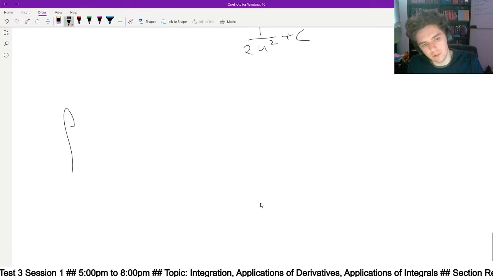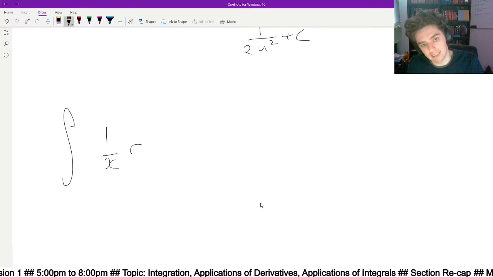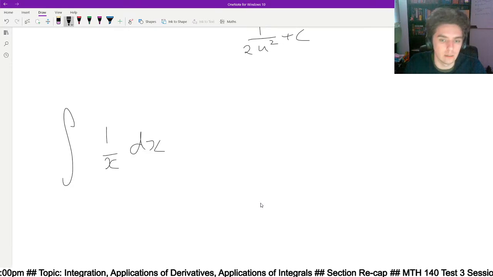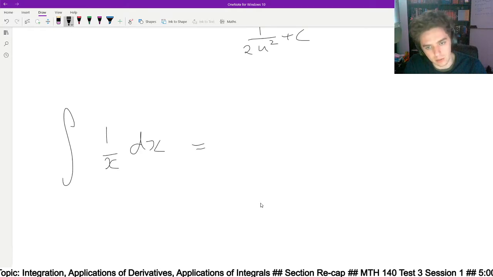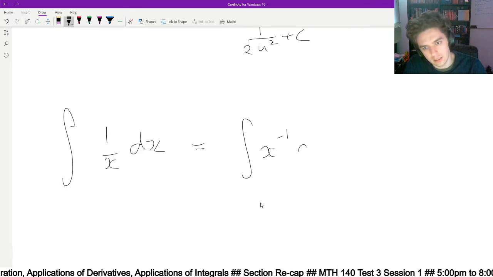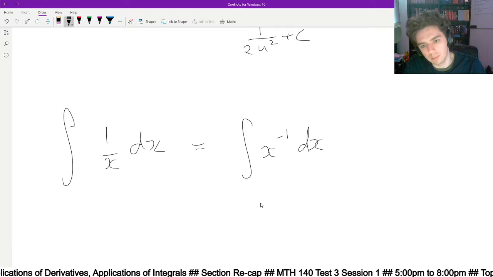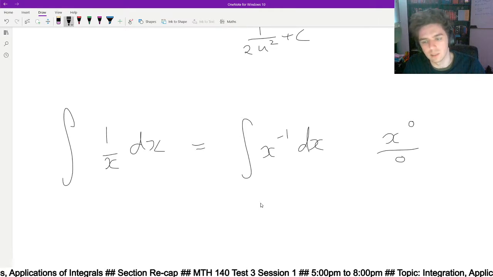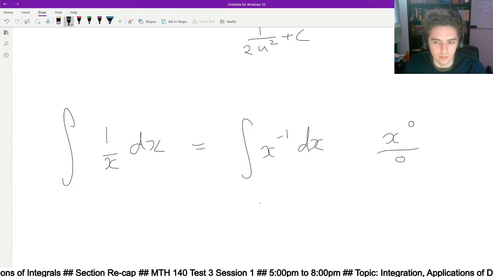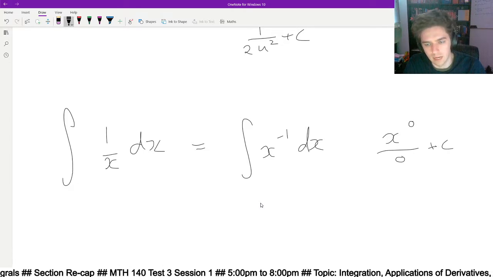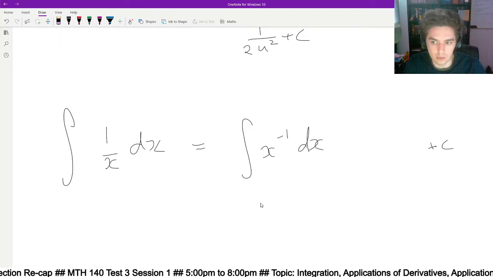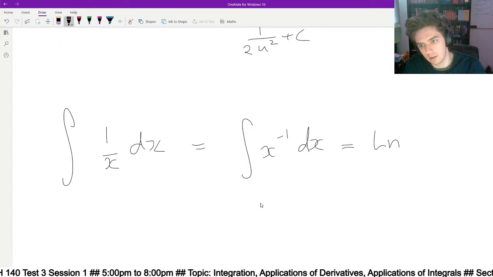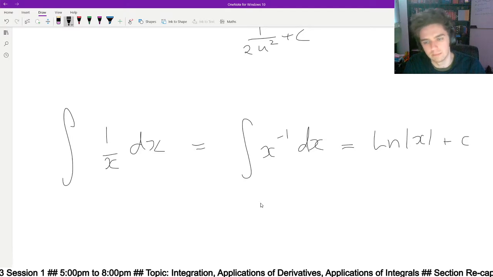But if you had the integral of 1 over x dx, right? You can't use the power rule, because, well, let's try. Let's see what happens if I use the power rule. It would be x to the negative 1 dx. Okay, so I would be saying, raise the exponent by 1. It's x to the 0, and divide by the new exponent. Doesn't work. Plus c. So you got to do something else here. So the power rule doesn't work here. And so the answer is that this is just equal to ln of absolute value of x plus c.